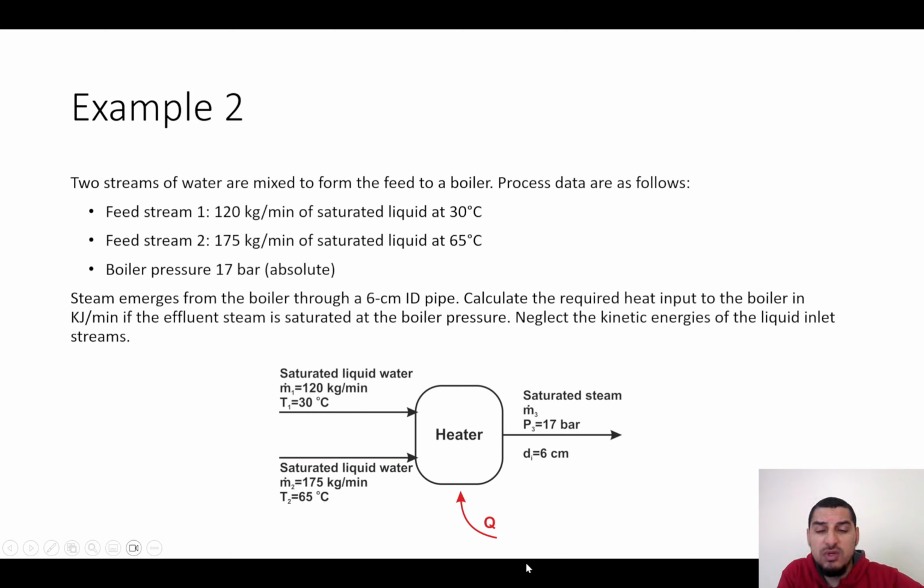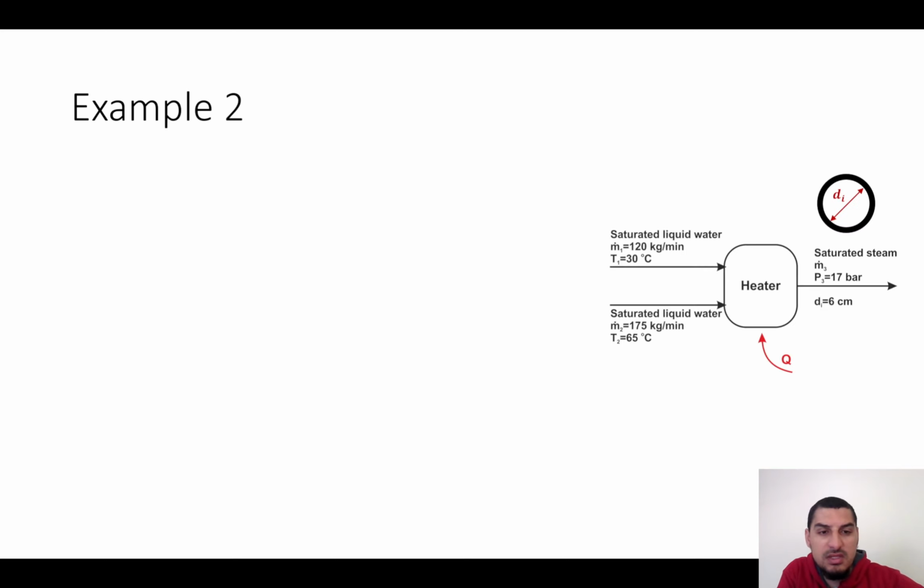Now we want to calculate the Q. So to calculate Q, the first thing we said is if we have some missing flow rates, we can do a mass balance. So we don't have M3. To calculate M3, we can simply do a mass balance. We have two inlet streams of water and one outlet stream of steam. So a very simple mass balance, we can get the mass flow rate of the product, which is the sum of these two flow rates. It's going to be 295.